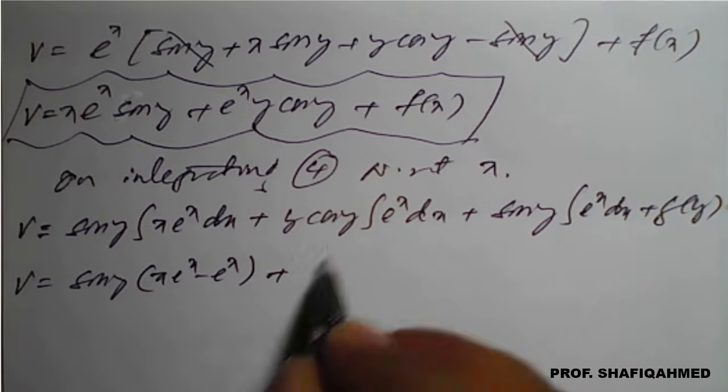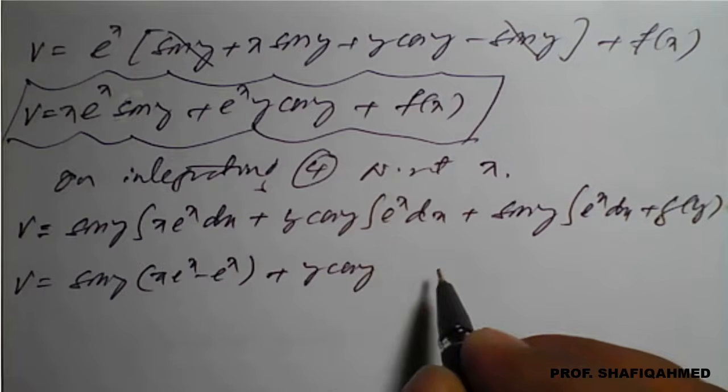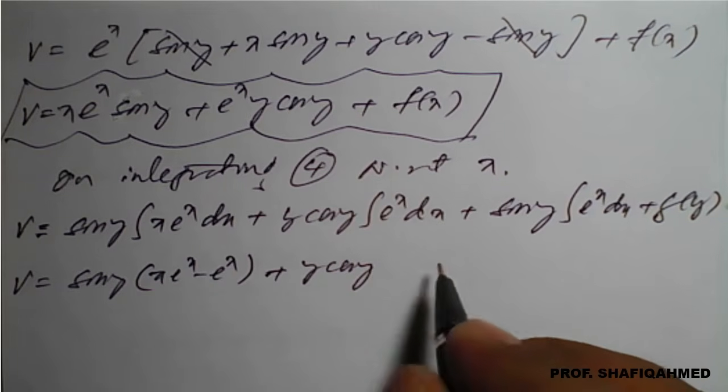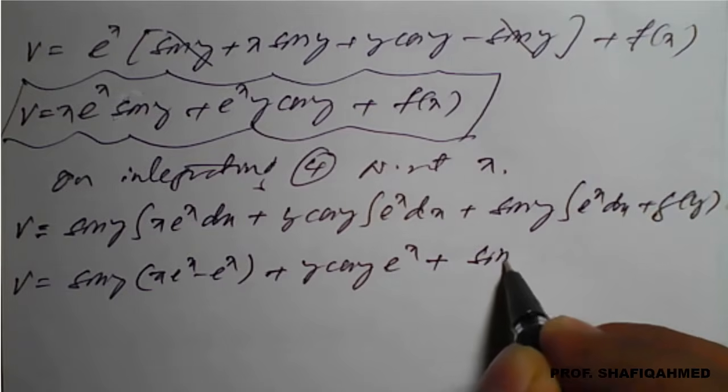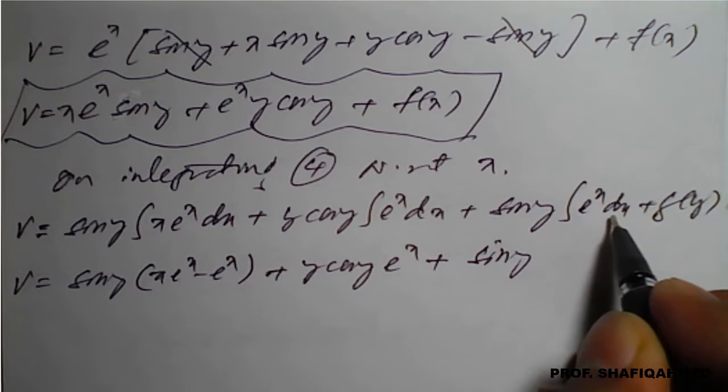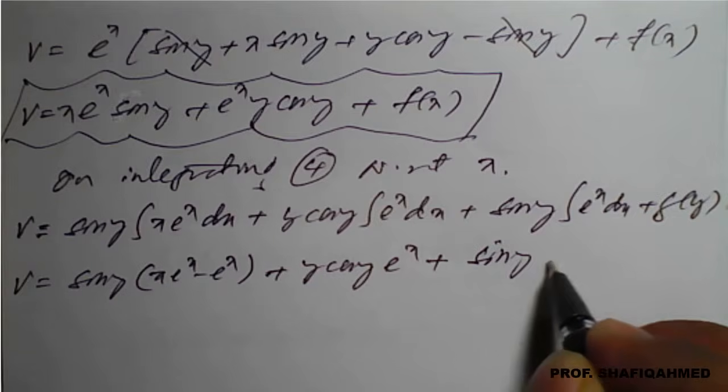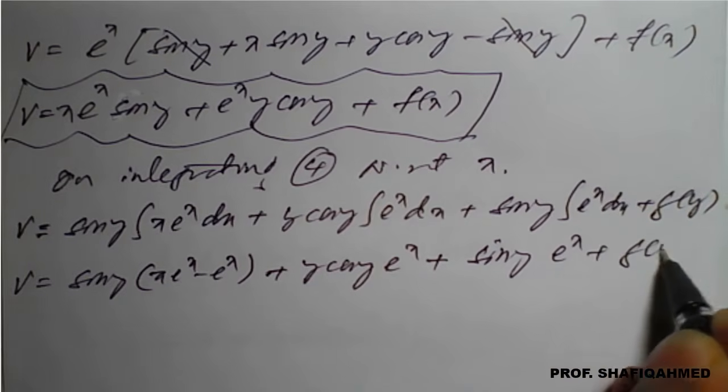So plus, so y cos y as it is, so integration of e raised to x is again e raised to x itself, plus sin y as it is, so integration of e raised to x with respect to x is what here, e raised to x plus g of 1.